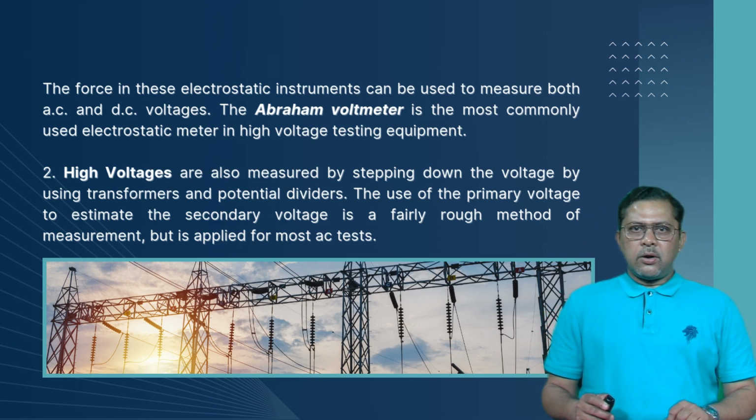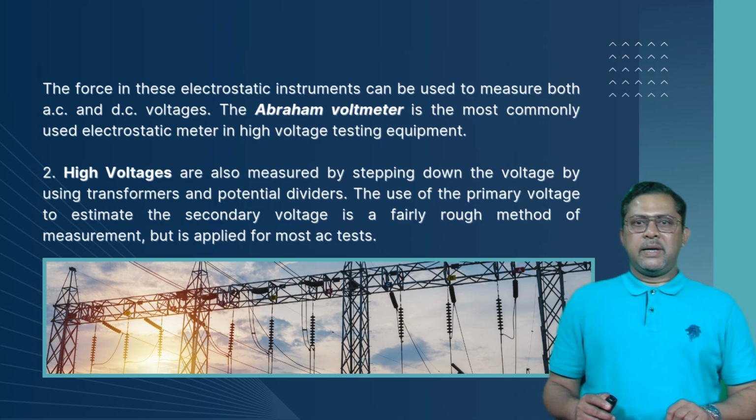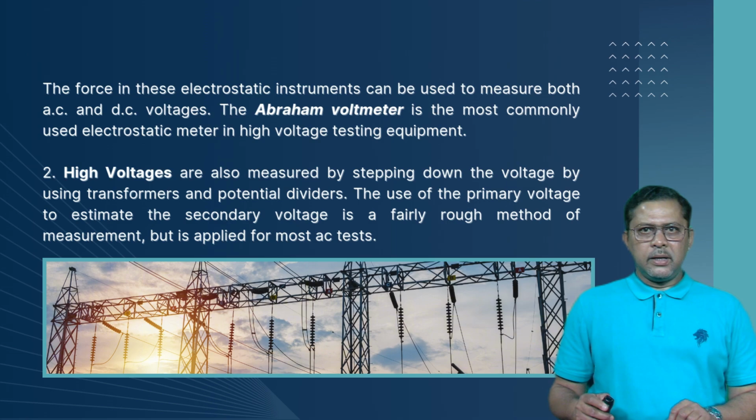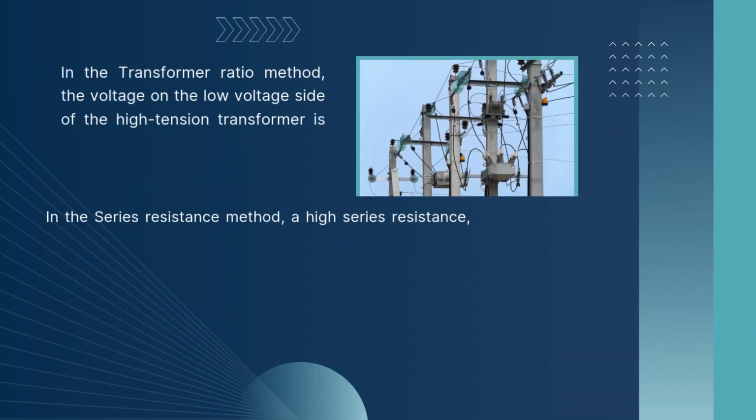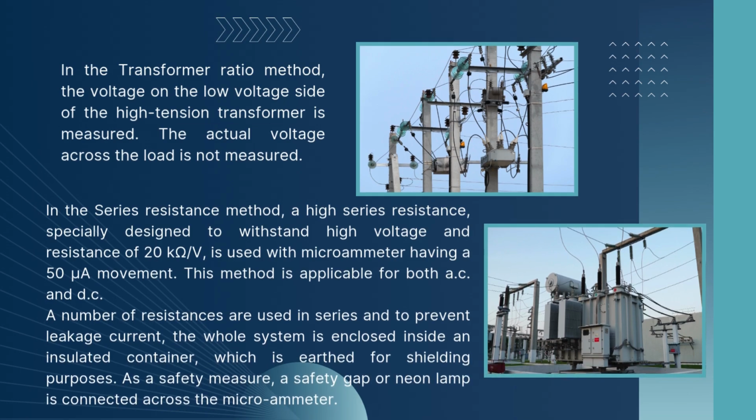High voltages are also measured by stepping down the voltage by using transformers and potential dividers. The use of the primary voltage to estimate the secondary voltage is a fairly rough method of measurement but is applied for most AC tests. In the transformer ratio method, the voltage on the low voltage side of the high tension transformer is measured. The actual voltage across the load is not measured.